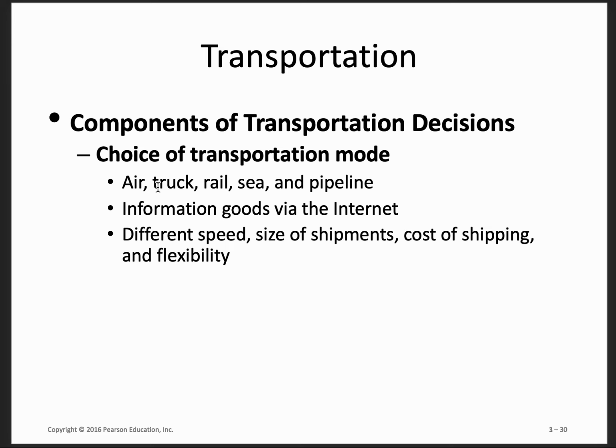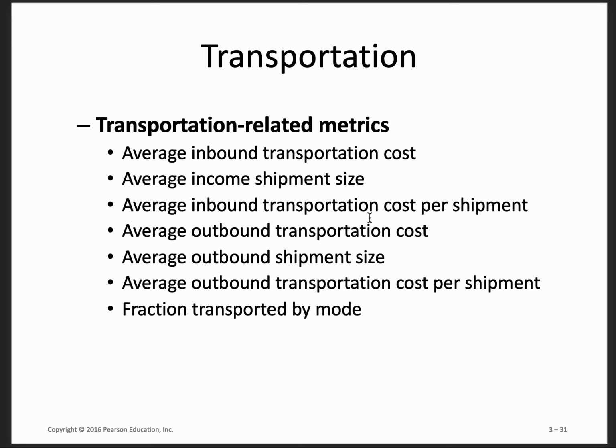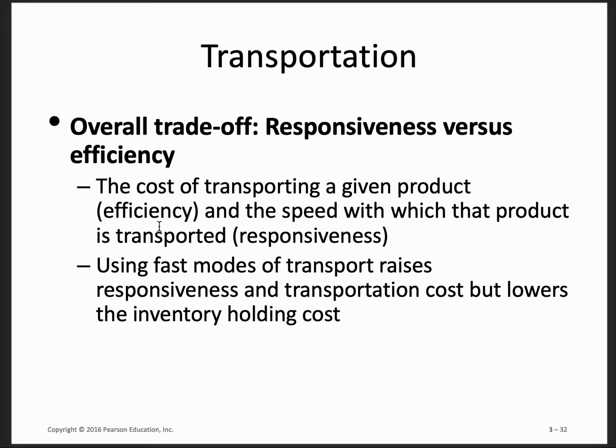So when we say mode, we're talking about air, truck, rail, sea, and so on. So that's important. The other thing to look at are the important transportation related metrics. You have average inbound transportation cost, shipment size, outbound shipment size, fraction transported by mode. So what fraction are you sending by air, what by rail, and what by ship, and all of that. Then of course the important thing to look at is the trade-off that you have in responsiveness versus efficiency with transportation. The cost of transportation of a given product and the speed at which the product is transported. So those are the two important pieces.